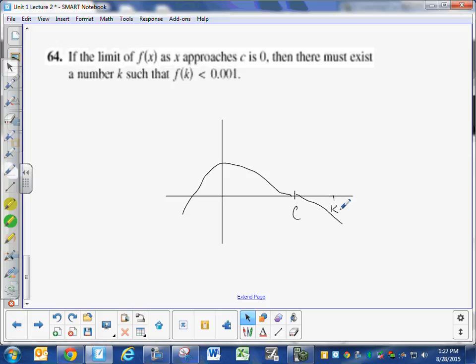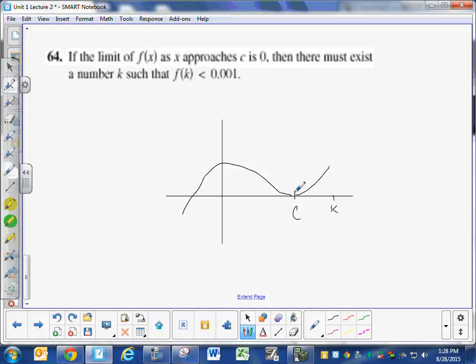Well, it says that there must exist a number k such that equals that. So it doesn't have to. If the other side is, let's see. The other side of the graph, you are correct. Could go up. But we still know that the other side of the graph from the right is going to be approaching 0 at C, right? What if the other side of the graph didn't exist? Then we wouldn't have a limit because we need that left side and the right side to have the limit.